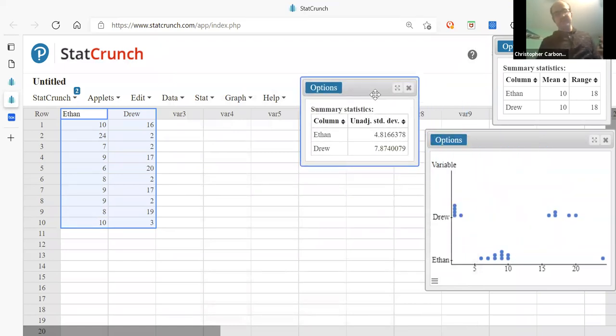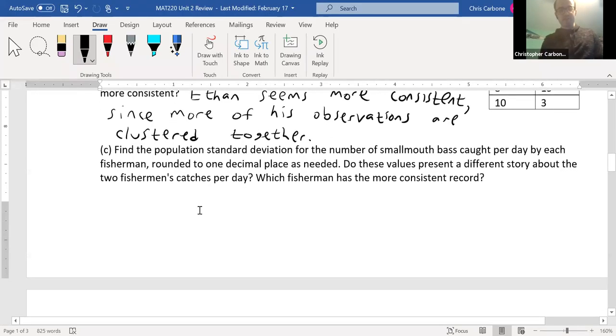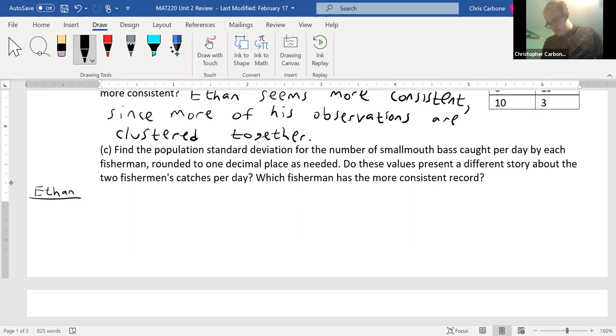Now we have two wildly different numbers. Well, not that wild. By comparison, the range had two values the same. Here we have two different values. Ethan's is about 4.8, which kind of makes sense, his are more clustered. And Drew's is a bit spaced further out, 7.9 in this case. This shows that indeed Ethan's is less dispersed than Drew's. But let us make note of this. For Ethan, his population standard deviation was 4.8, rounded to one decimal point. And Drew's, also rounded to one decimal point, was 7.9.